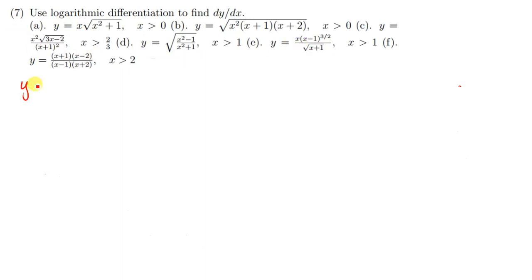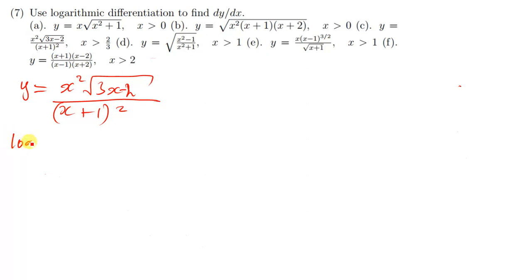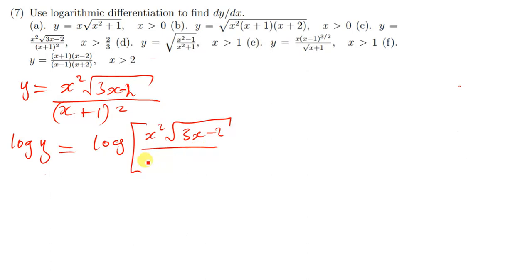So we have y is equal to x squared times the root of 3x minus 2, over (x plus 1) squared. So we quickly introduce log on both sides. I'll be exchanging, I introduce ln, I introduce log, so that you get used to both. In this one I'm going to introduce log. So we have log y is equal to log of x squared root of (3x minus 2) over (x plus 1) squared.